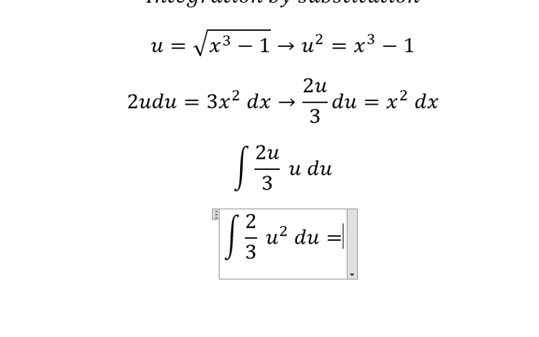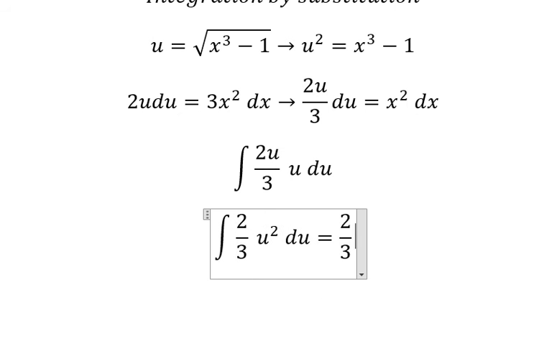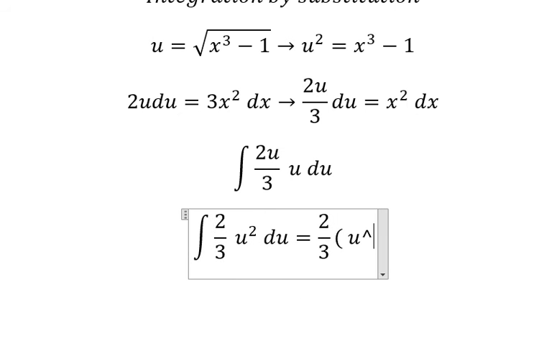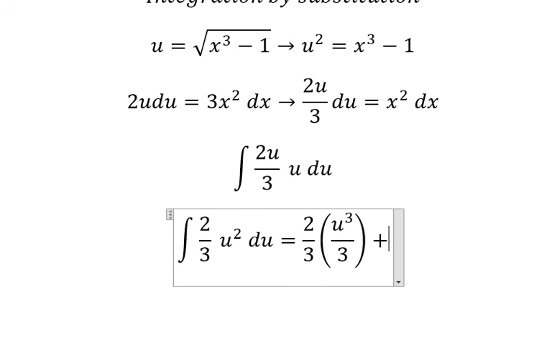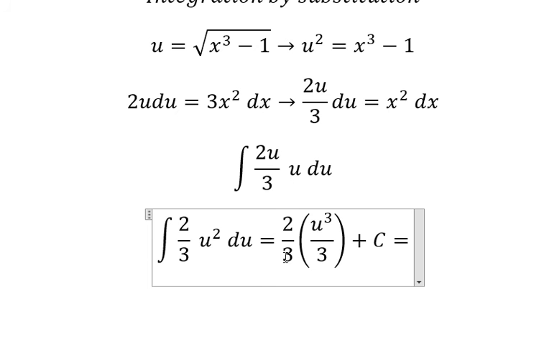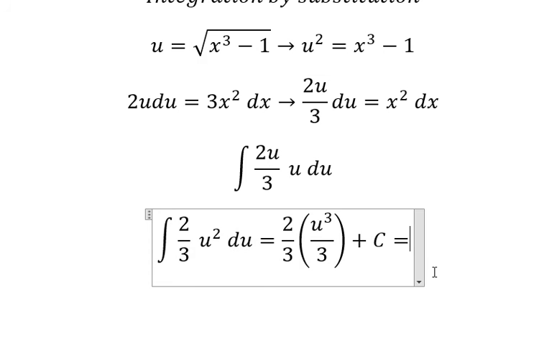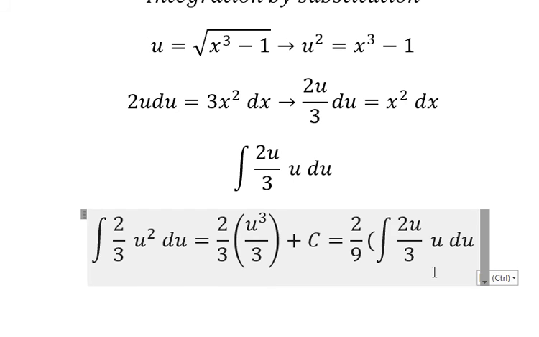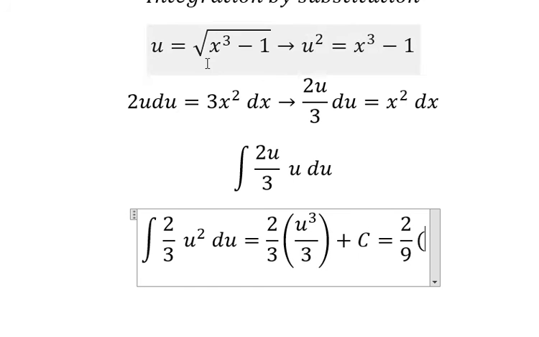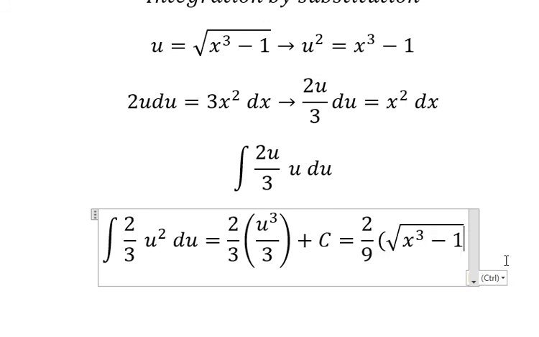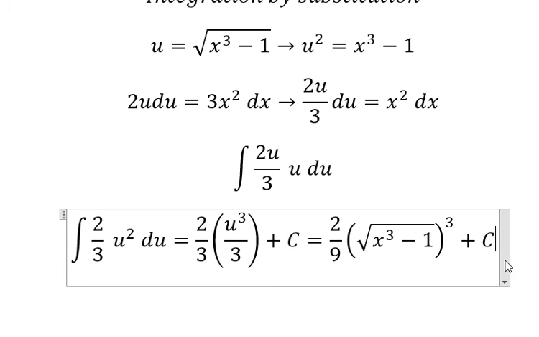The integration of u squared in here, you got u to the power of 3 over 3, and we put c. About u, that is this one. So number 3, you got 9. And u, we change by this one. And this is the final answer.